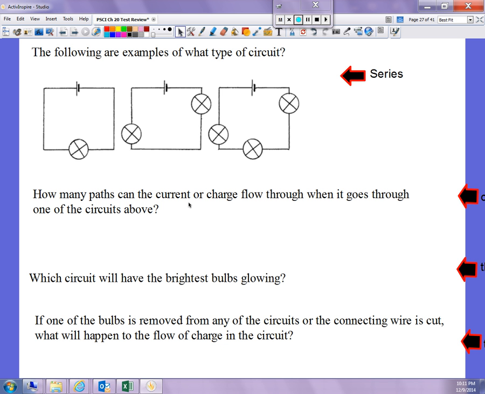It says how many paths can current or charge flow through when it goes through one of the circuits above. So I'll pause for student response.